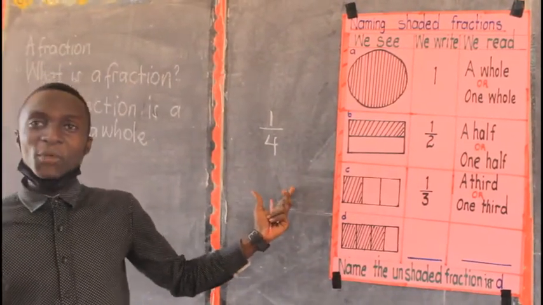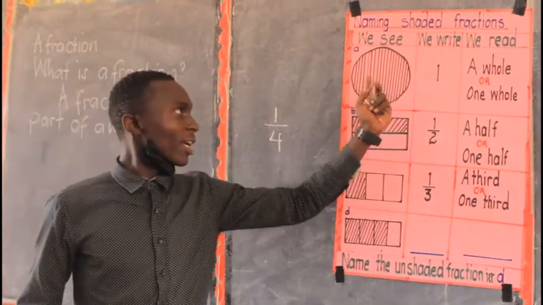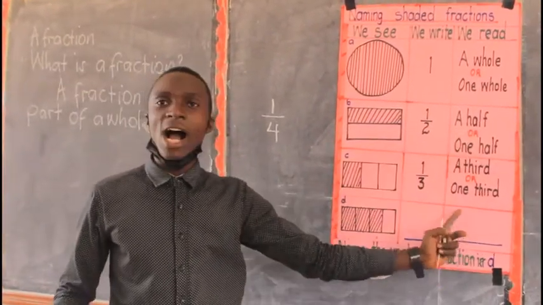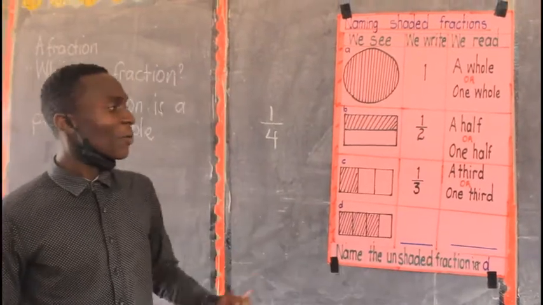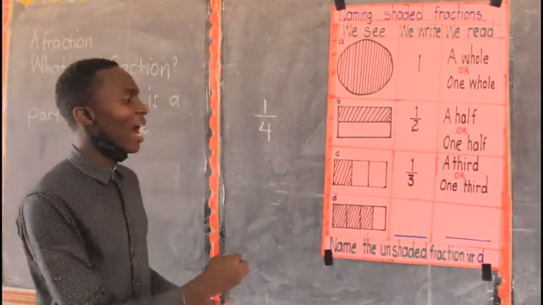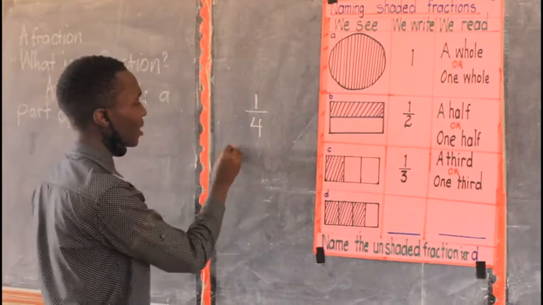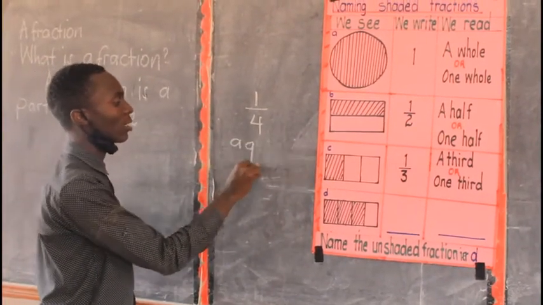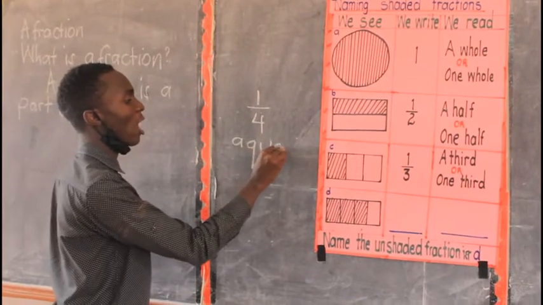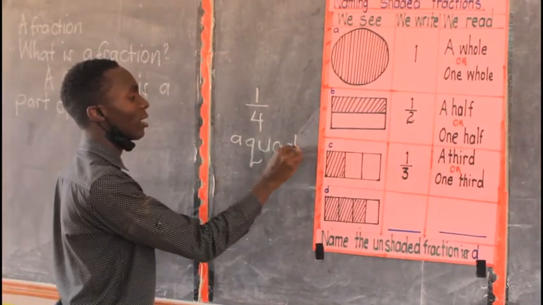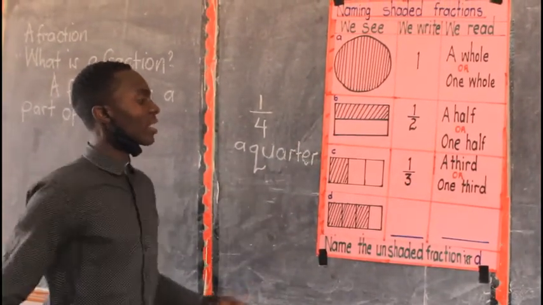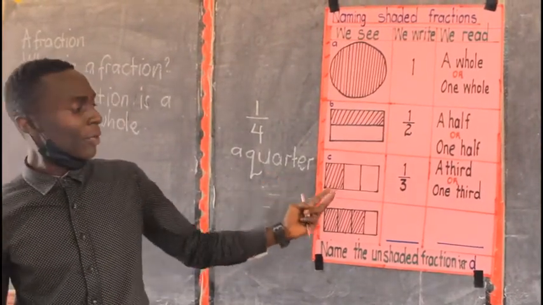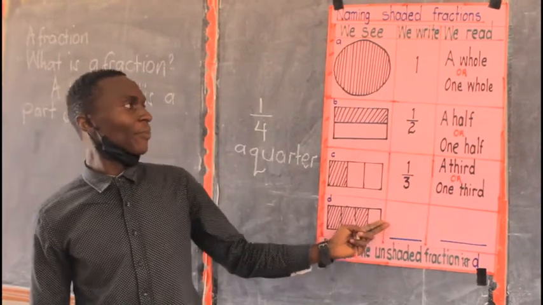How do we read this one? Remember, we see, we write, and we read. This one, we read it as a quarter. That's how we read it. So we read this fraction as a quarter.